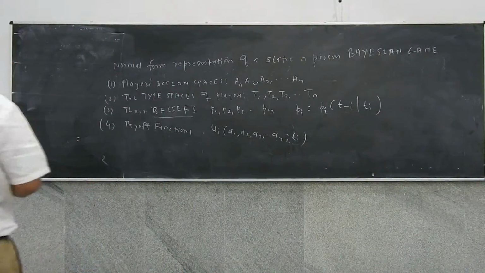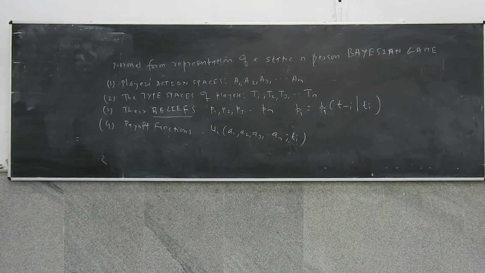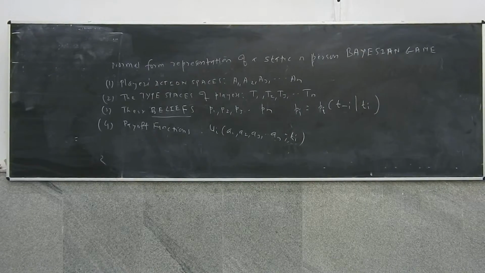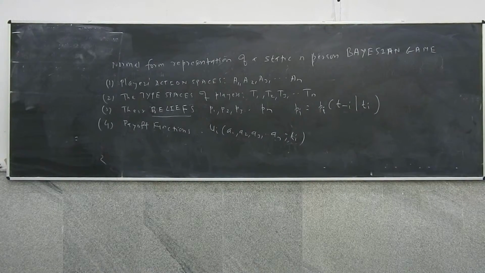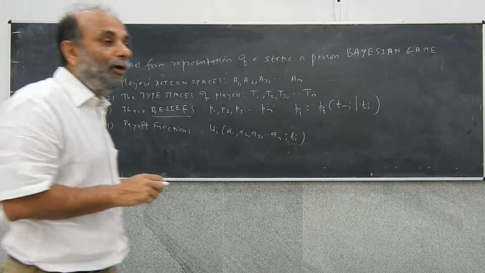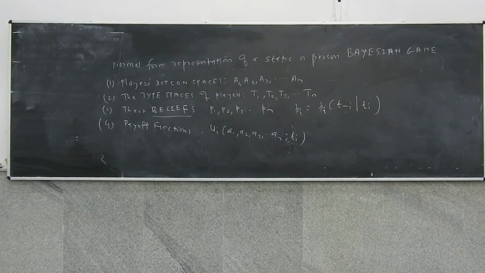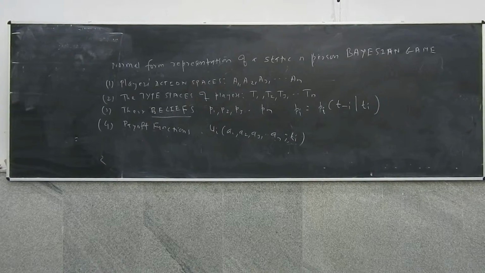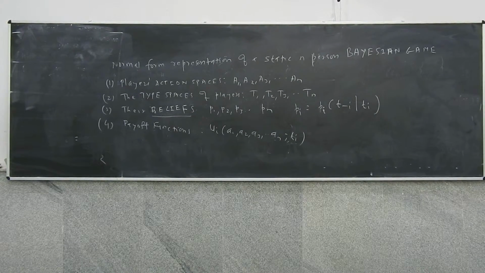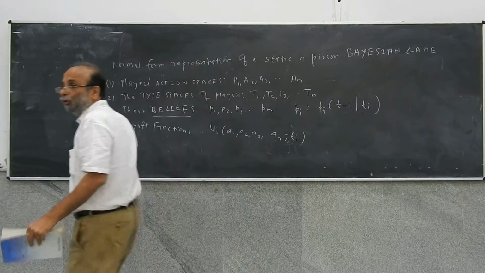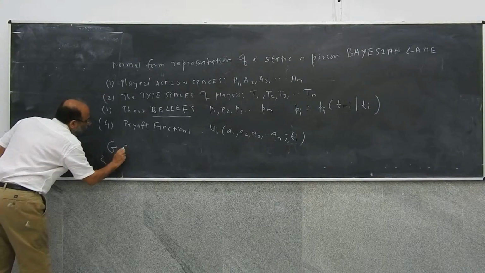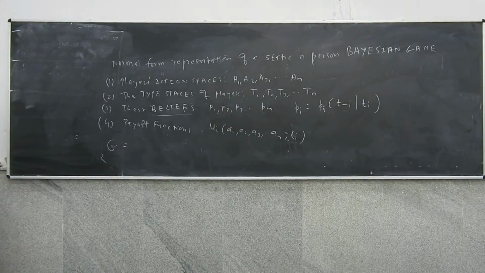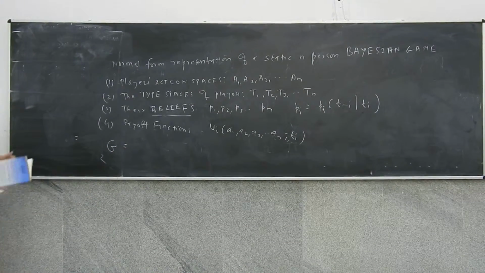So what you need is the players' action spaces, the type spaces of players, their beliefs, which are formed by using Bayes' rule, and the payoff functions. Collectively, all this together will be a game called G, which will be described by these.